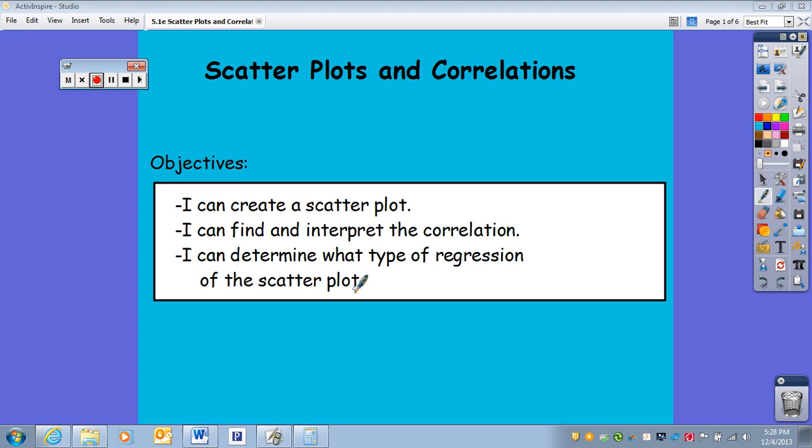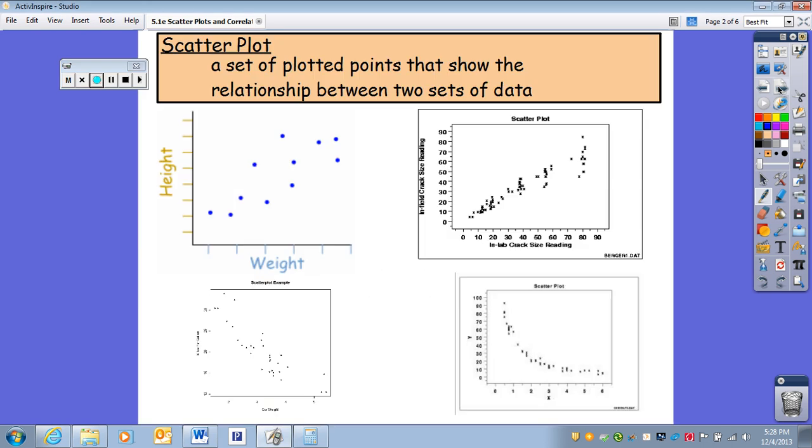In this lesson, we are working with scatter plots and correlations. We are talking about creating a scatter plot, how we can find and interpret a correlation, which is a relationship, and determine what type of regression fits the scatter plot. We've talked about scatter plots before, but here are some examples.